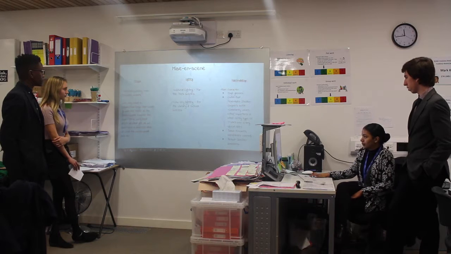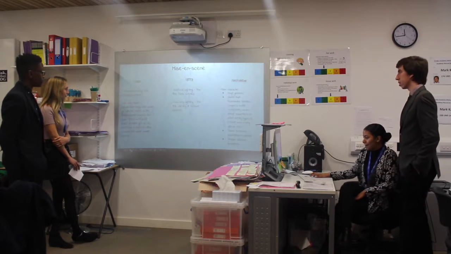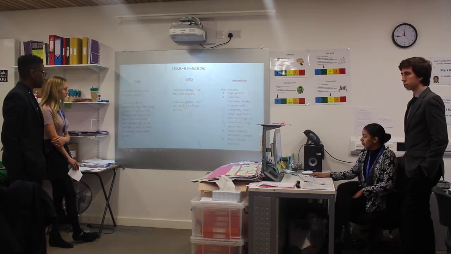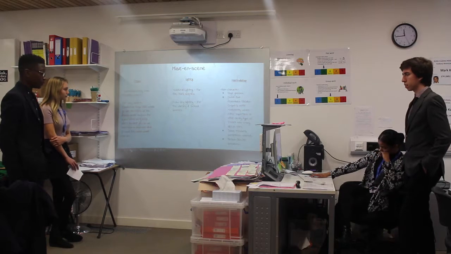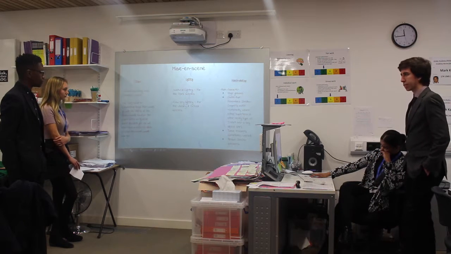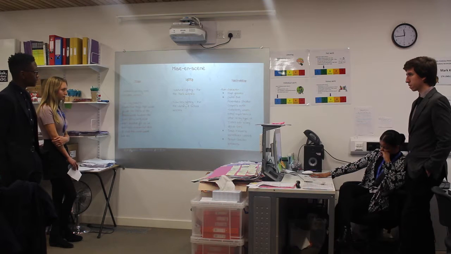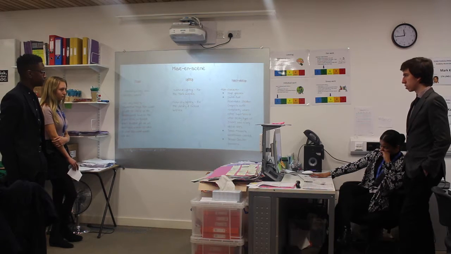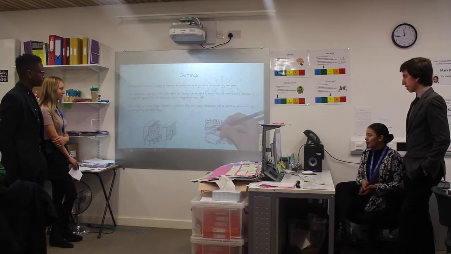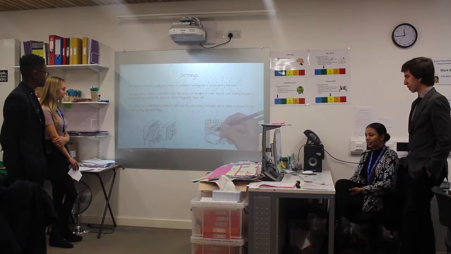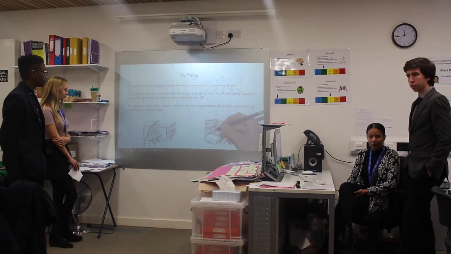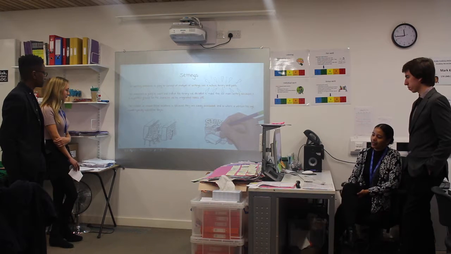For the lighting, for certain settings such as the park, we'll just use natural lighting, but for other areas in the real world, like the library and the school, we'll use low-key lighting, and as I said before, in the fantasy world, we'll use high-key lighting.